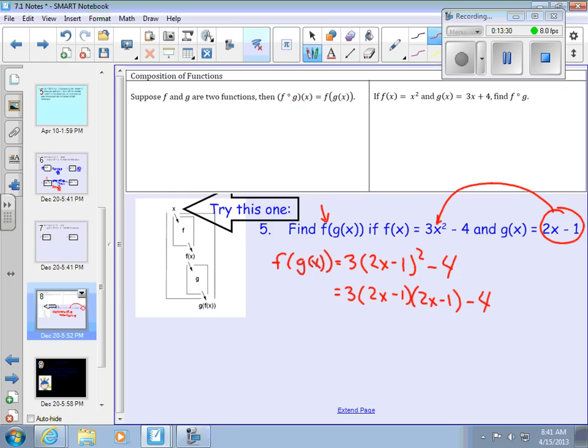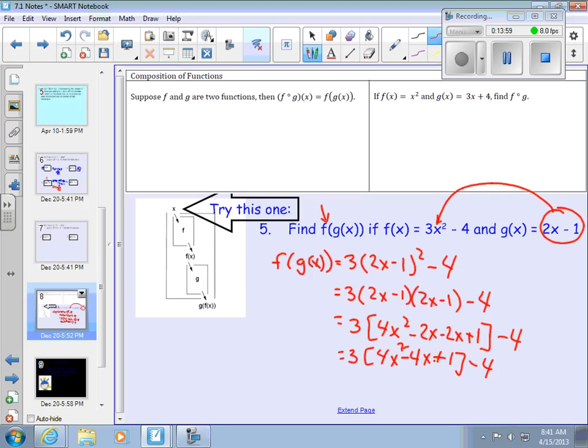So first thing we want to do is go through and multiply 2x minus 1 times 2x minus 1. You can use that FOIL process, distribute, and if you do that, we're going to get 4x squared minus 2x minus another 2x plus 1. Now simplifying, we're going to get 4x squared minus 4x plus 1.